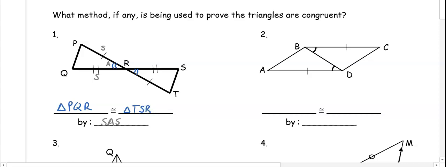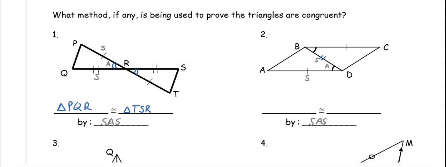In number 2, we have 2 triangles that have a side congruent right now and an angle congruent. BD is a shared side between the 2 of them. So using reflexive property, we have a congruent side again. So this would be, again, side, angle, side, because the side is forming that angle.